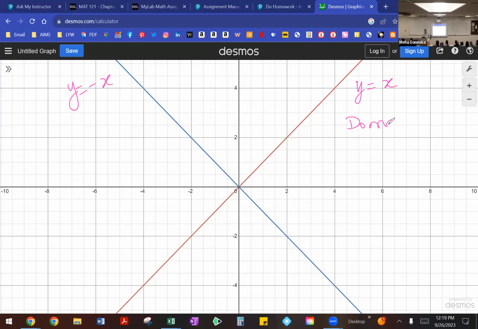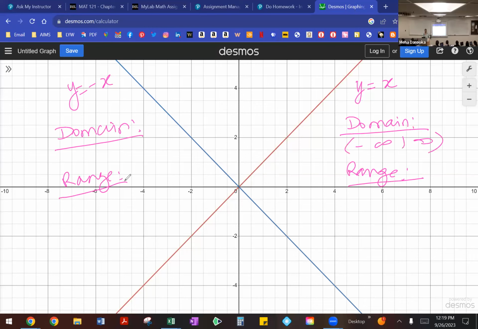Can you tell me what happens with our domain and range for this guy? When we do the reflection? For domain or range? No, for which one? Both? Alrighty, so domain, of course, is all real numbers, same thing for the range.